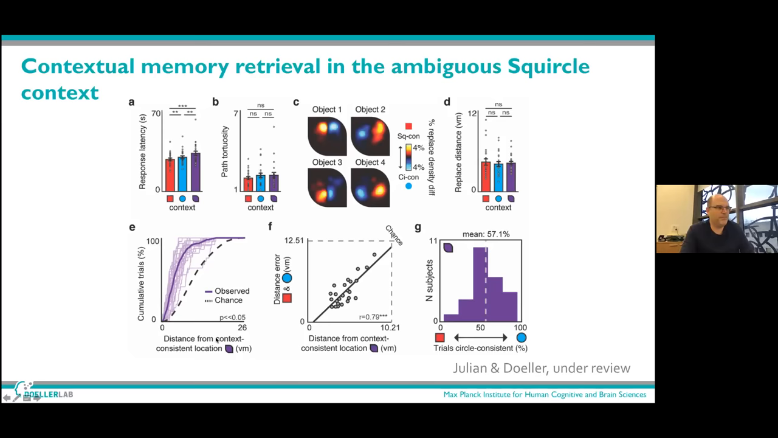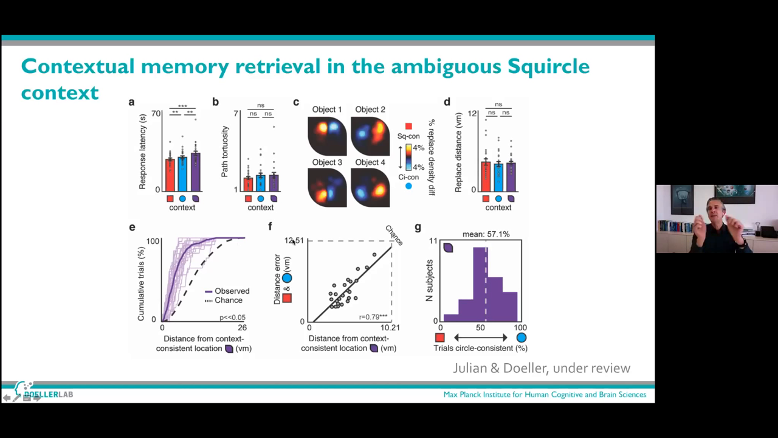Just to describe these other two plots. In the squircle, what we plot here is the evidence, the distance from the context-consistent location. The chance level would actually be the dashed line here, if they would randomly replace in the squircle, if they would have no memory.